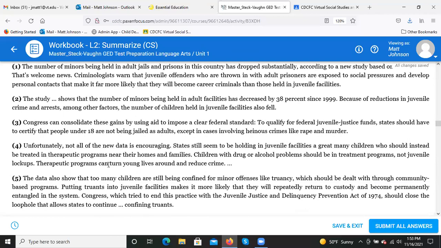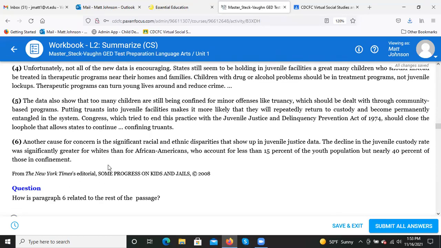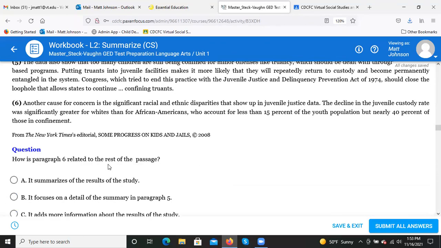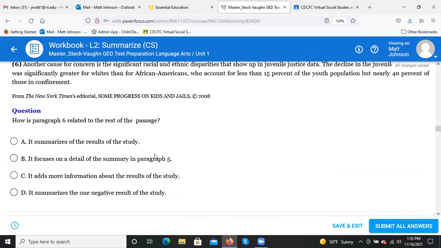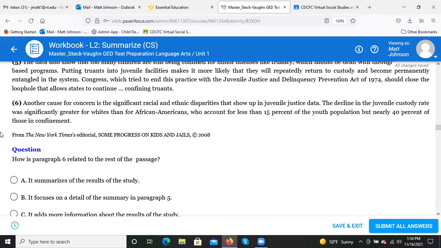Okay, let's see, 6. Okay, how is paragraph 6 related to the rest of the passage? Does it summarize the results of the study? Does it focus on a detail of the summary in paragraph 5? It adds more information about the results of the study. Or D, it summarizes the one negative result of the study. So looking at paragraph 6, the last paragraph there.